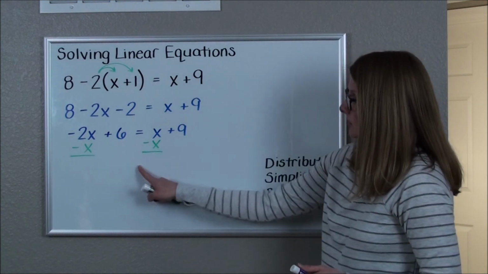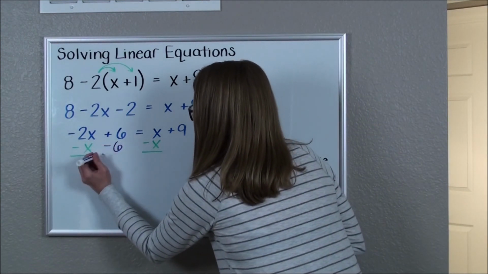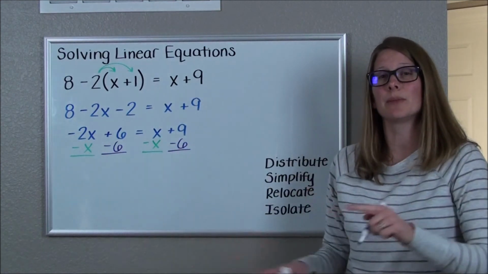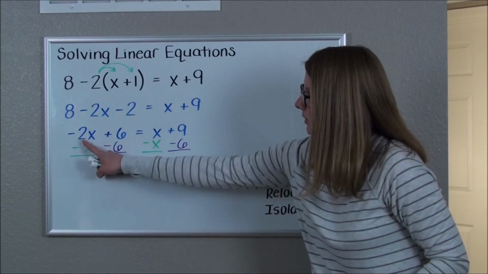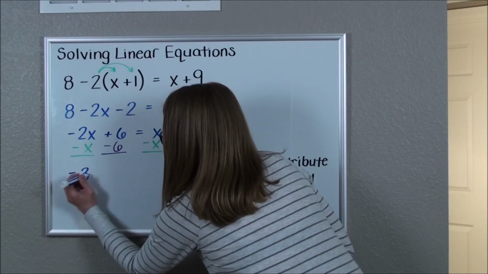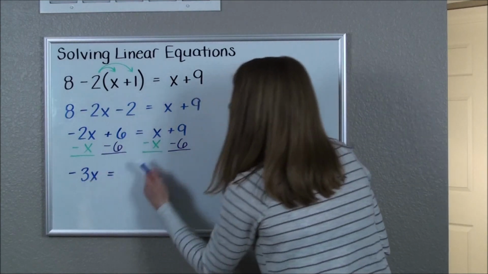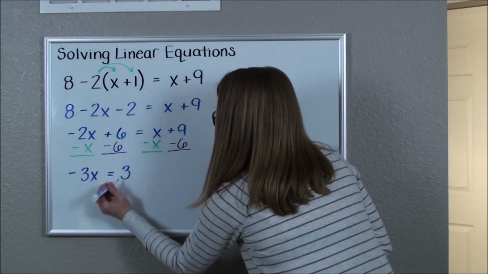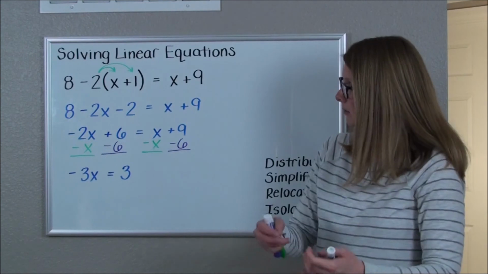I want all my numbers to move to the right, so this positive 6 will relocate by subtracting. And again, it's always fair to do the adding and subtracting, as long as you do the same thing to both sides, you want to maintain that balance. So on the left, we have negative 2x minus 1x. That gives us negative 3x. 6 minus 6 is gone. We have the equal sign. x minus x, gone. 9 minus 6 is 3. And so we have successfully relocated letters to the left and numbers to the right.